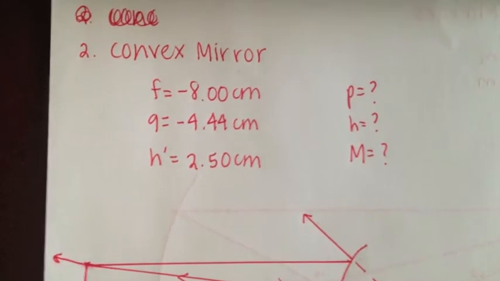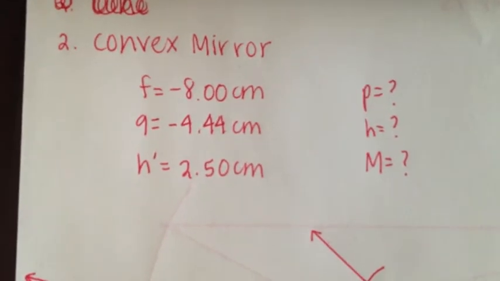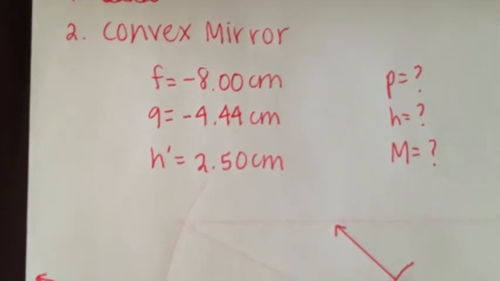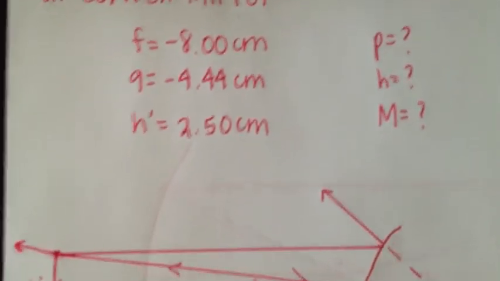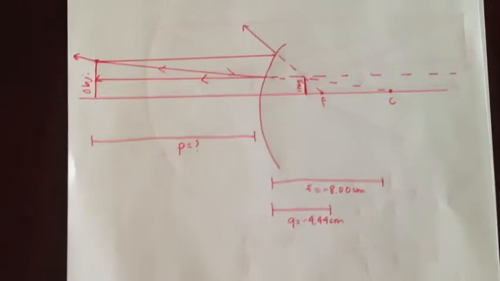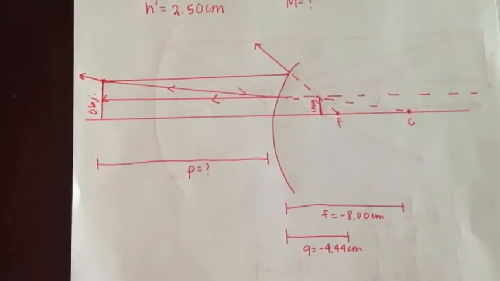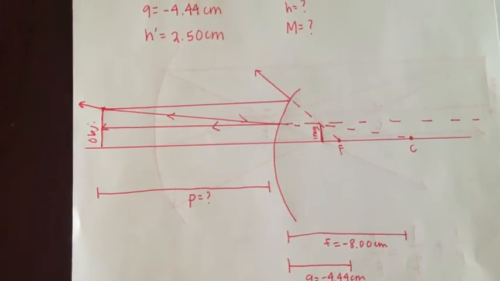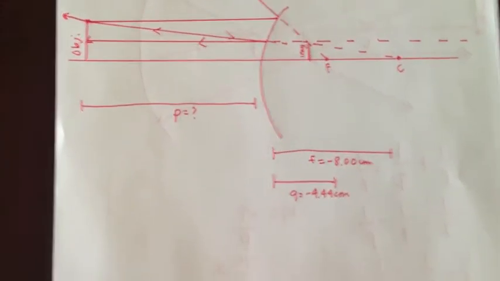So now I'm going to be drawing a concave mirror, and here's my given and find, and I need to find the position of the object, the magnification of the image, and the height of my object. And right here, I have already drawn out for you the ray diagram indicating where my image and everything should be located. Now I'll do the calculations.